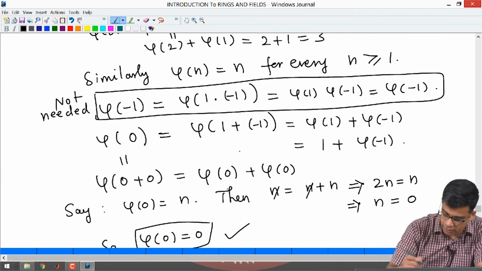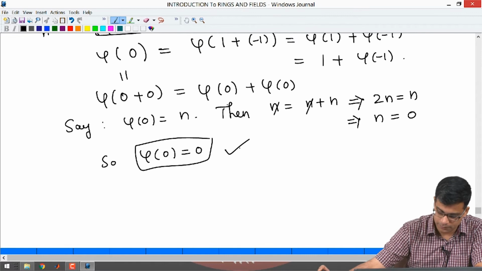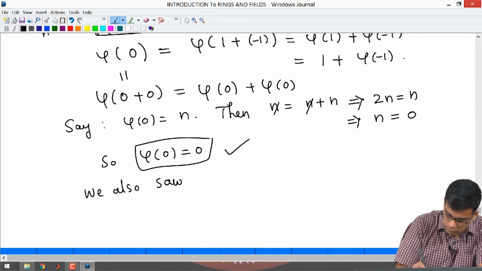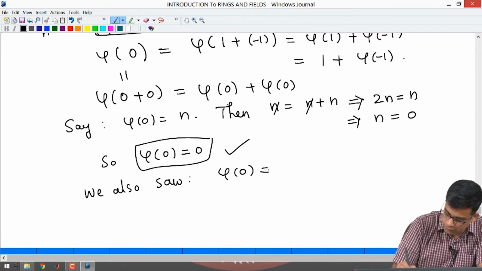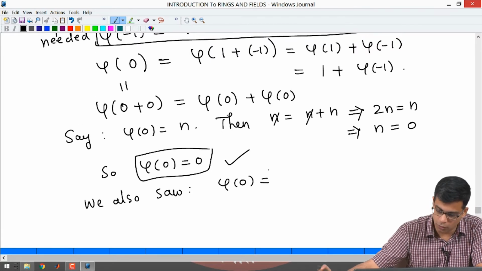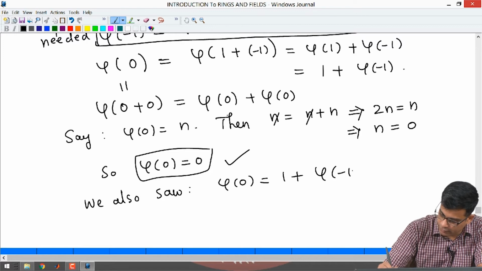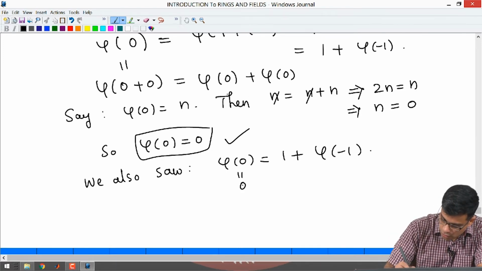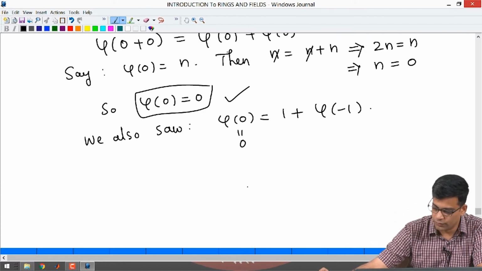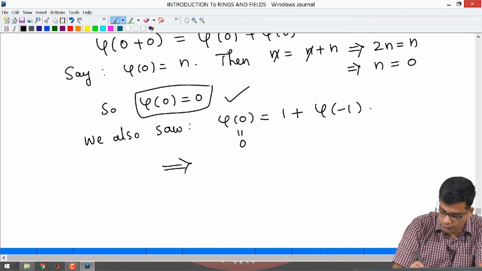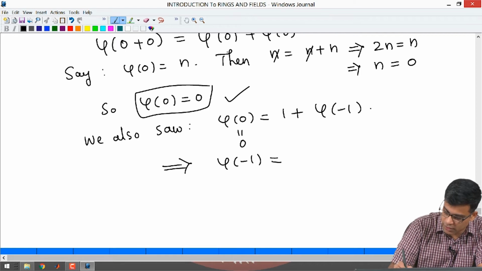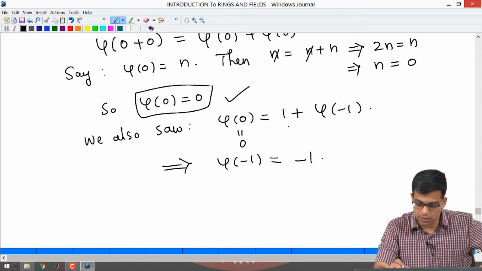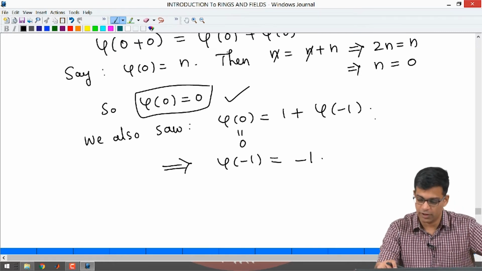Now, let us come back here. We also saw that phi of 0 is equal to 1 plus phi of minus 1, right. Now that we know phi of 0 is 0, we can also find out phi of minus 1. So, phi of minus 1 is minus 1, because phi of minus 1 is 0 minus 1.